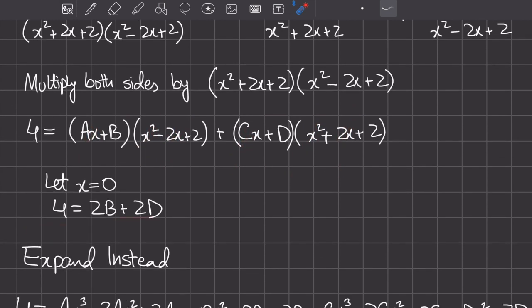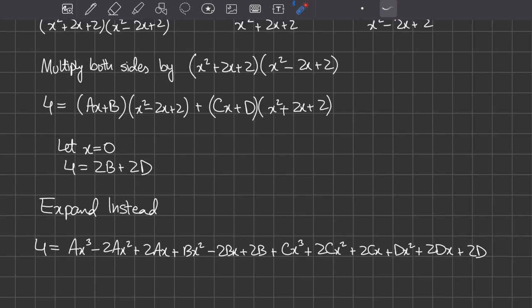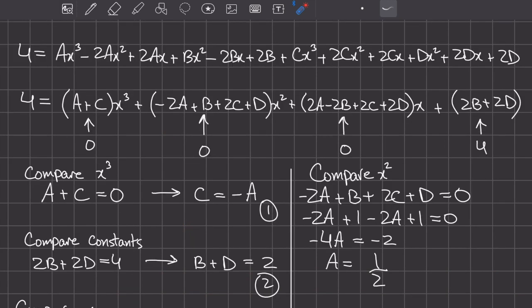What else can we input to get rid of terms? This just seems to be getting more complicated. Indeed, this method is powerful most of the time, but this time it seems to be extra work since whatever value of x we input, we will not be able to get rid of any constant. Then we can expand the terms instead. We expand all the brackets and combine the like terms.